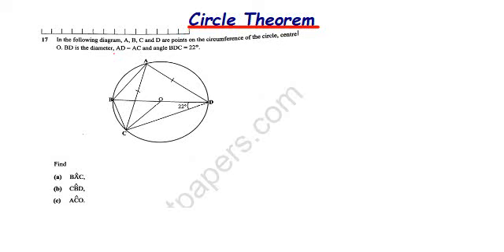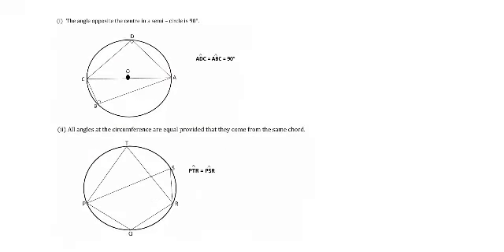In this video, we're going to go over circle theorem practice questions. I have a question here which says: in the following diagram, A, B, C, and D are points on the circumference of the circle with center O. BD is the diameter, AD is equal to AC, and angle BDC is equal to 22 degrees.